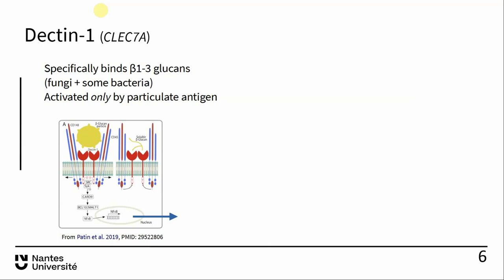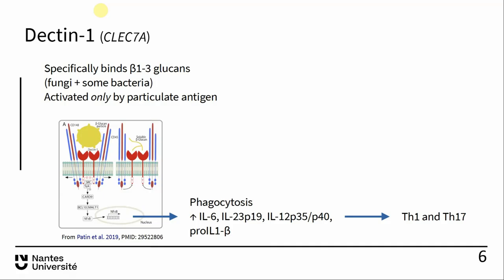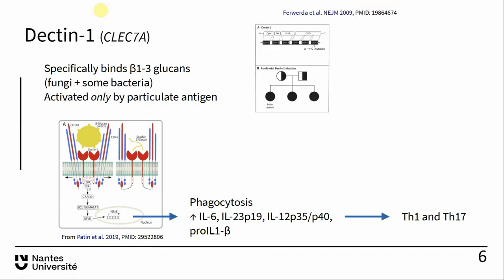So if you've got a whole yeast cell, this will activate dectin-1, and that's going to activate CARD9, then indirectly NF-kappa B, so the phagocyte will be activated. This will induce phagocytosis and the secretion of pro-inflammatory cytokines like IL-6, IL-1 beta, IL-23, IL-12. And then what kind of immunity will you get from these cytokines in T cells? Th1 and Th17. Okay, so antibacterial, anti-mycotic immunity.